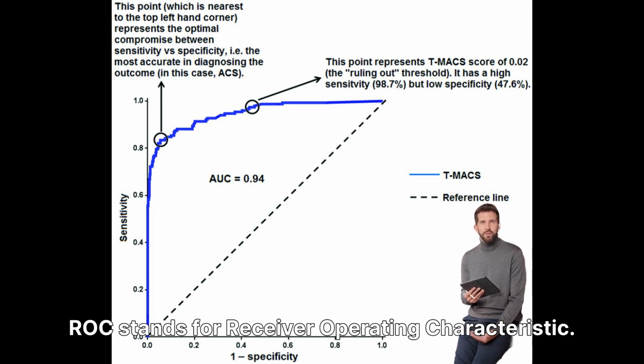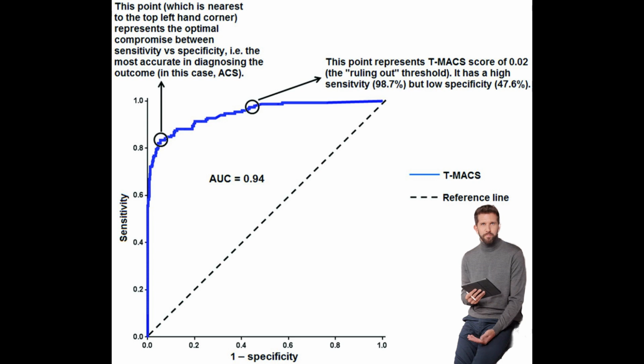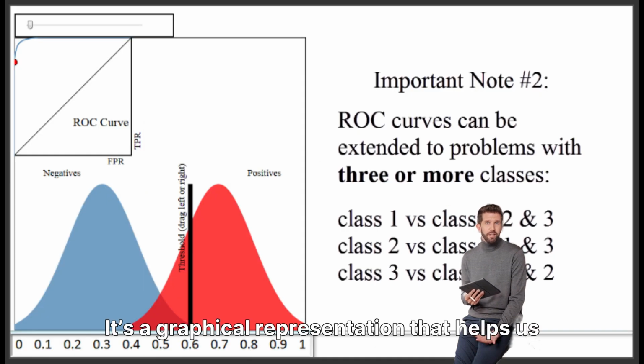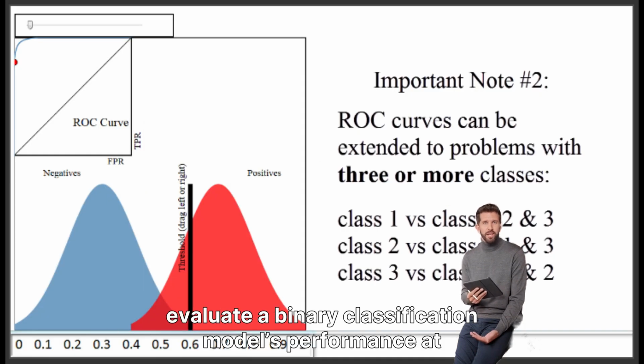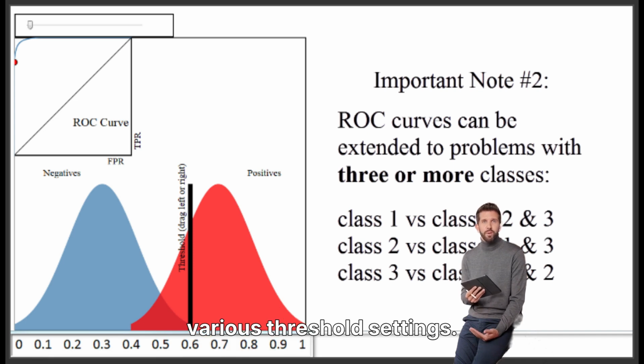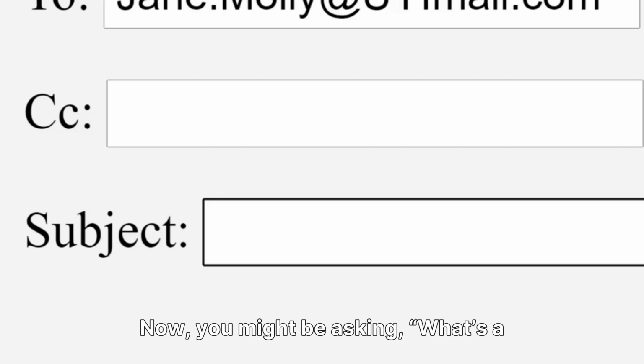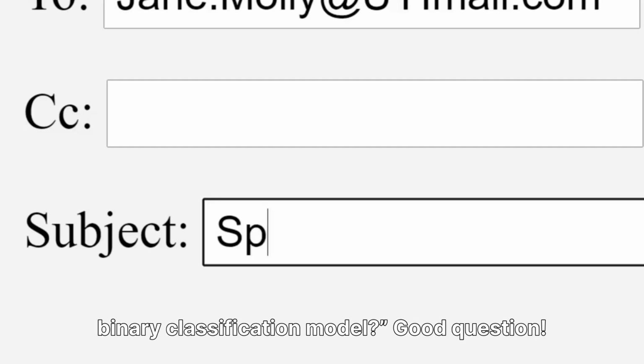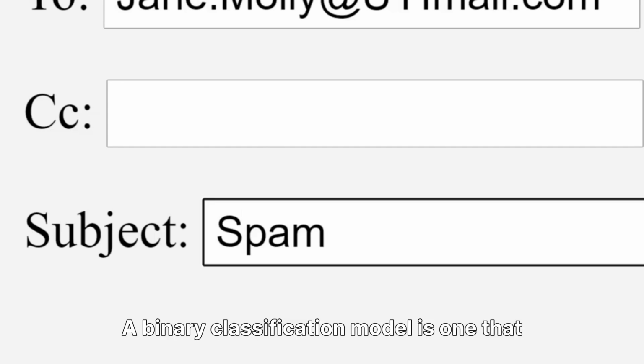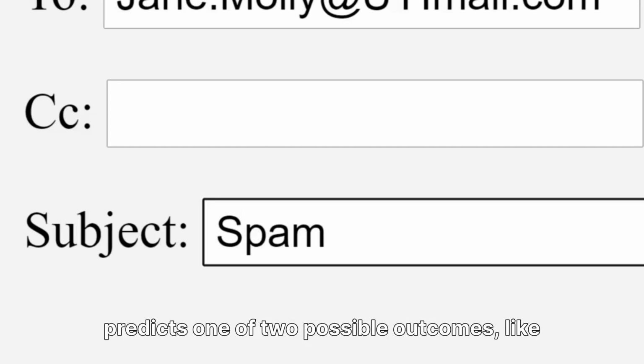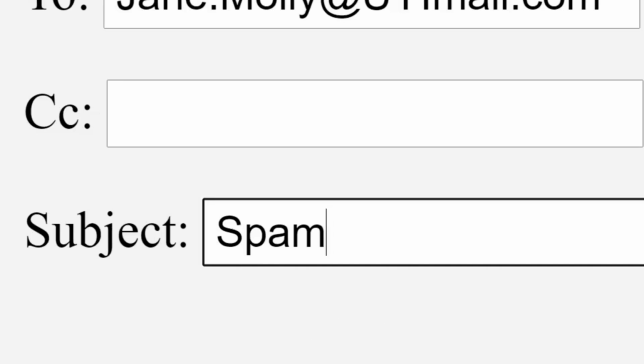ROC stands for Receiver Operating Characteristic. It's a graphical representation that helps us evaluate a binary classification model's performance at various threshold settings. Now, you might be asking, what's a binary classification model? Good question. A binary classification model is one that predicts one of two possible outcomes, like whether an email is spam or not, or if a tumor is malignant or benign.